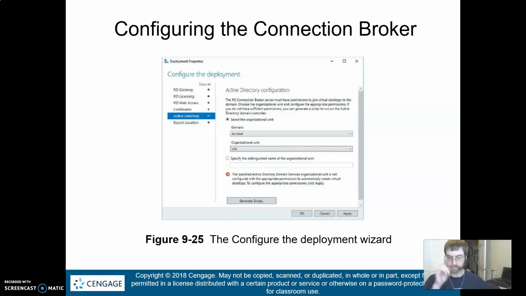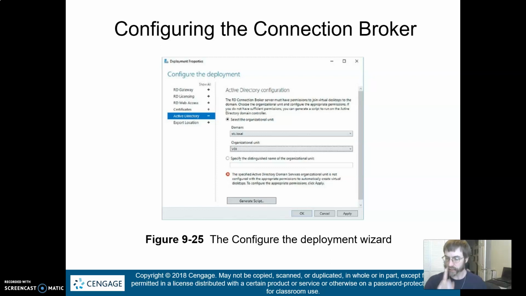Now, if you get an error here, it's not the end of the world. What you're going to do is pick your OU, and if it says this doesn't have the right permissions to create virtual desktops automatically, don't worry. To set those permissions up, click Apply, click Generate Script. You're going to take that script over to a DC.